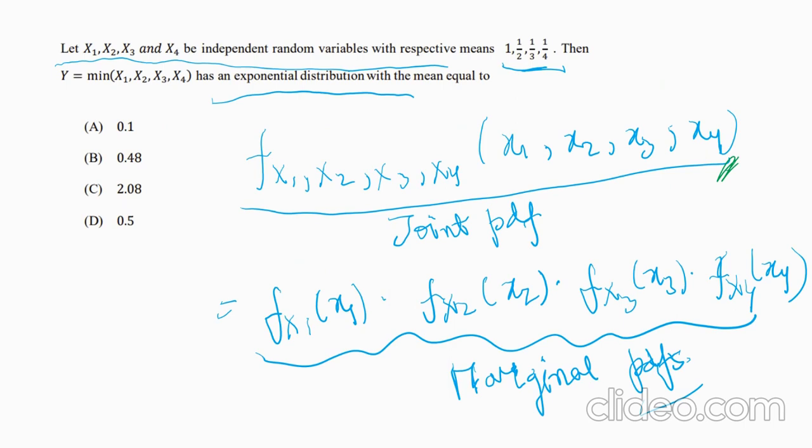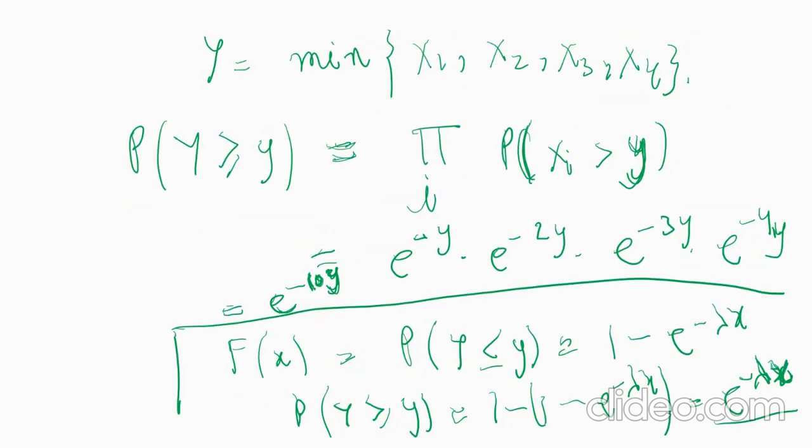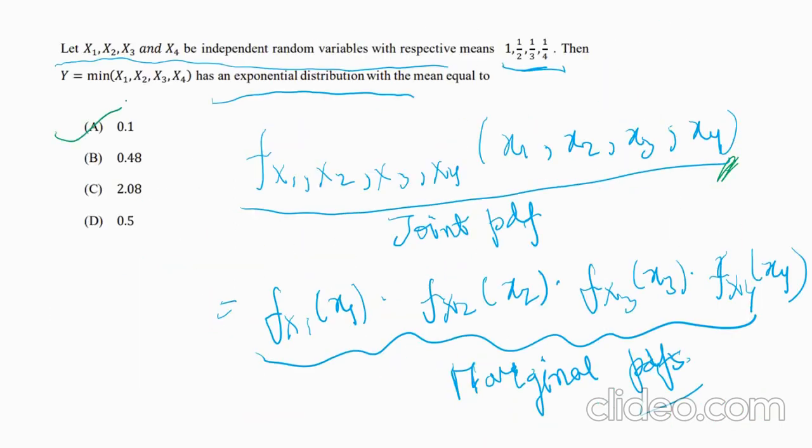Okay. So now, what is the expectation? Expectation is what? 1 upon lambda. So here lambda is equal to 10. So expectation of Y will be what? 1 upon 10, which is 0.1. So 0.1 will be the answer.